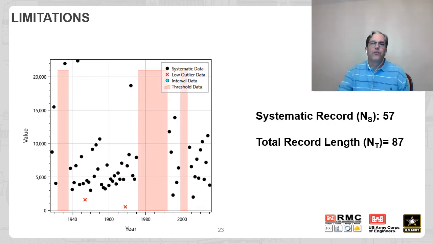So in many cases, it's not a big deal, and estimating effective record length for an RMC Best Fit analysis will turn out just fine. However, here's one example showing the limitations of the toolbox. This example uses data taken from example 3 in the appendix of Bulletin 17C. This data set has a systematic record length of 57 years and a total record length of 87 years.